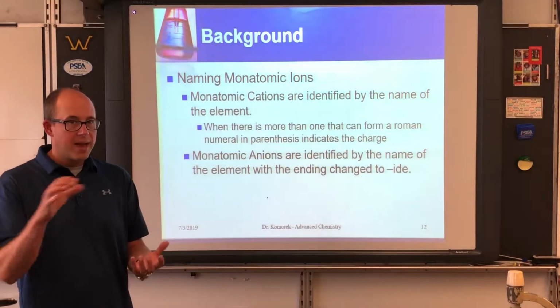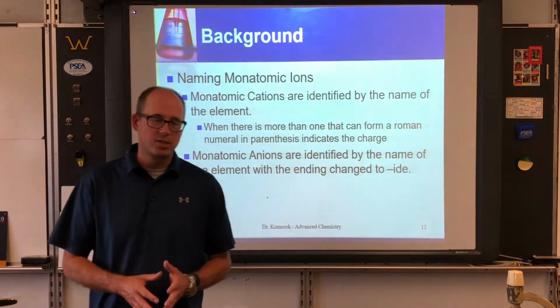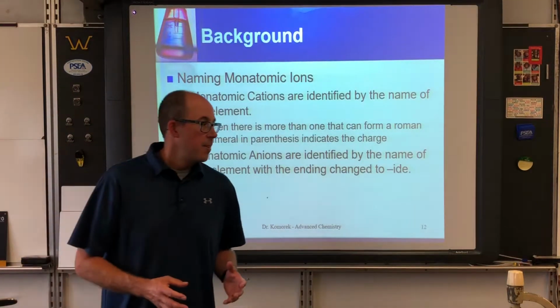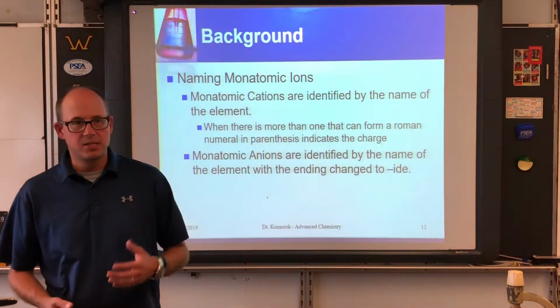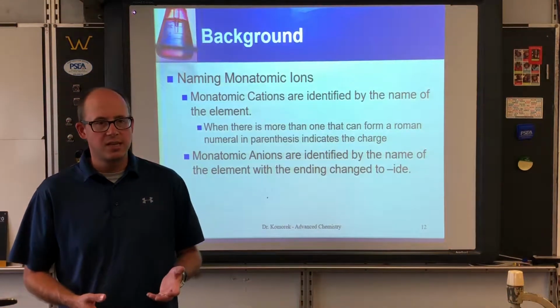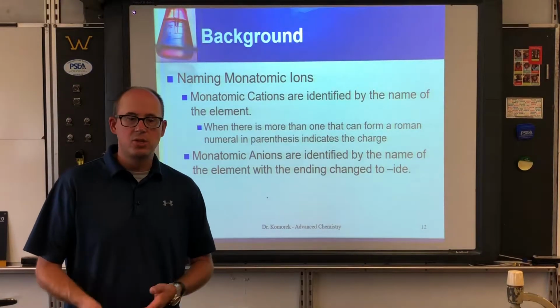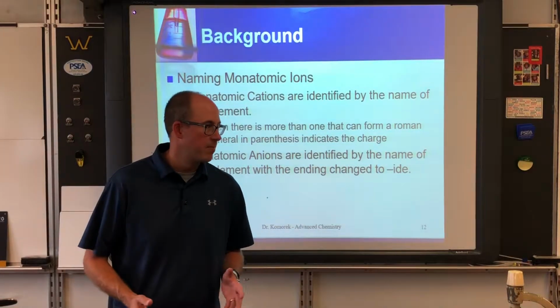Now, going back to the monatomic ions for a second, the monatomic cations are the positive ions. These are the ones that are based on metals. The name of the ion is exactly the same as the name of the element. So if a lithium atom loses an electron, it becomes the lithium ion. A magnesium atom that loses 2 electrons becomes the magnesium ion. The name itself stays the same.